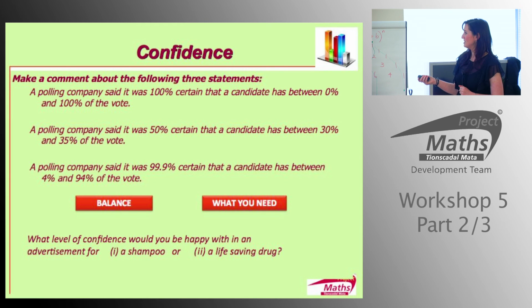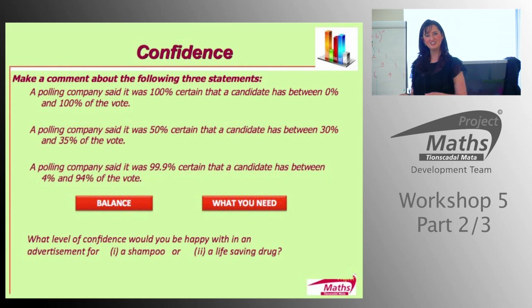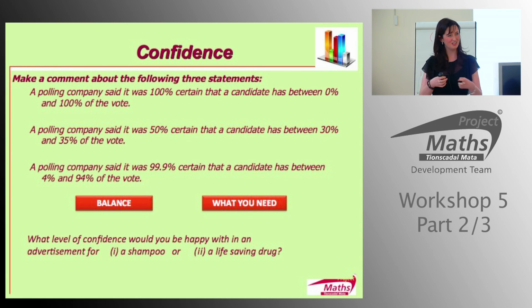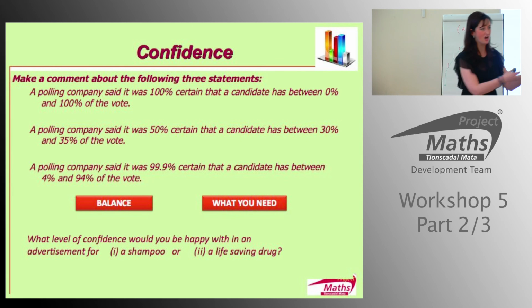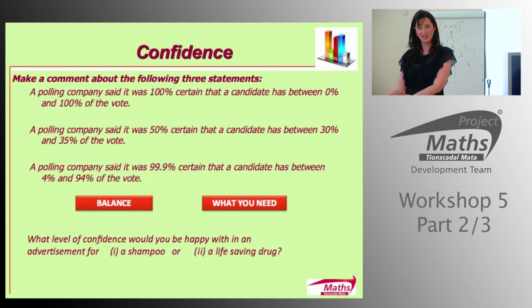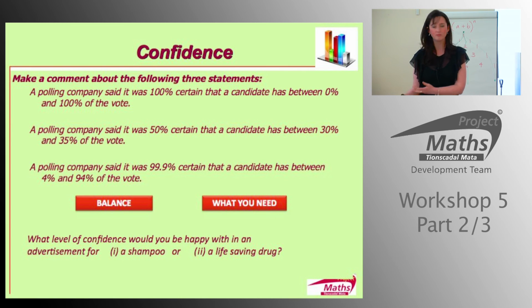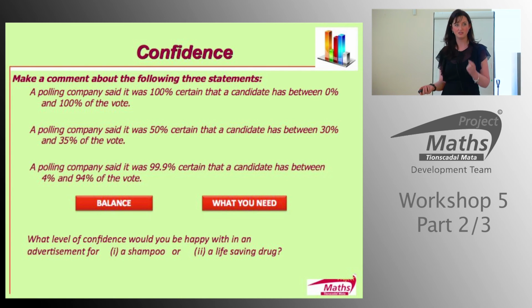Or they could come on RT News and say, a polling company said it was 99.9% certain that a candidate has between 4 and 94% of the vote. Do you see that there's an issue with the balance here? Where do you cut off your confidence with actually telling me something that's remotely interesting? So there's a balance to be played there.